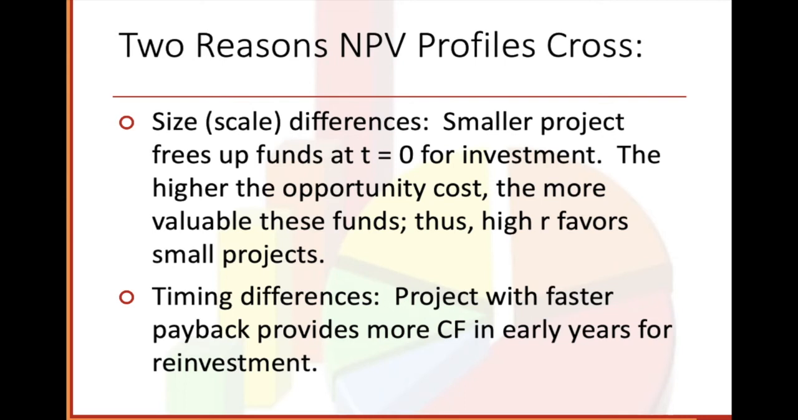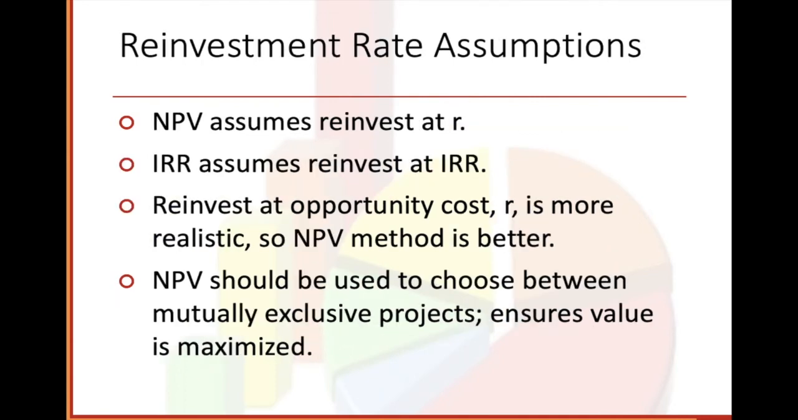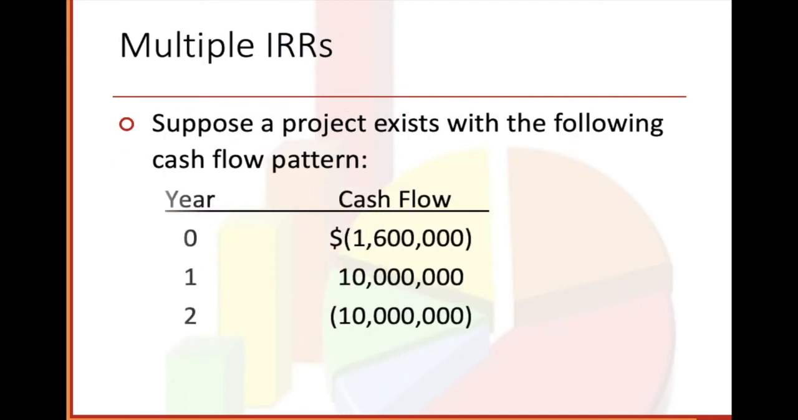Timing differences: a project with faster payback provides more cash flows in early years for reinvestment. Reinvestment rate assumption: net present value assumes reinvestment at R. IRR assumes reinvestment at IRR. I know that's confusing, but reinvest at opportunity cost. R is more realistic, so the net present value method is better. Net present value should be used to choose between mutually exclusive projects. It ensures value is maximized.